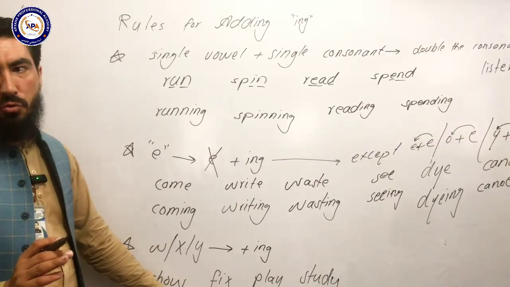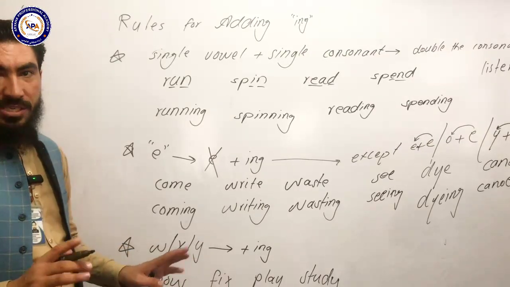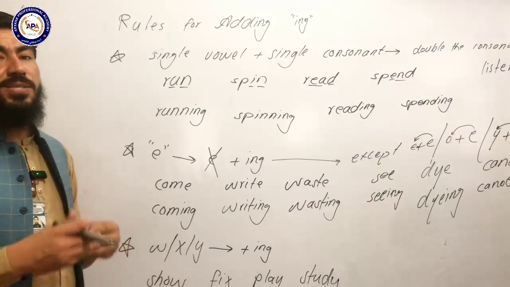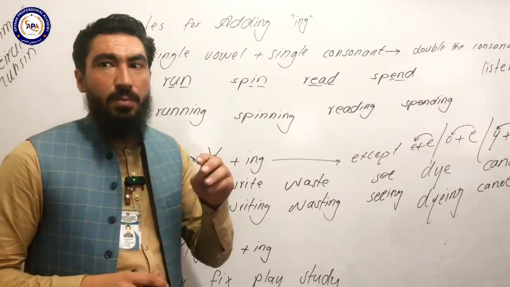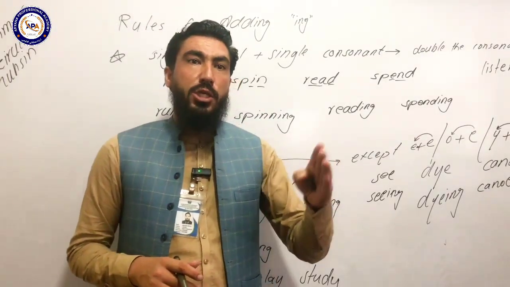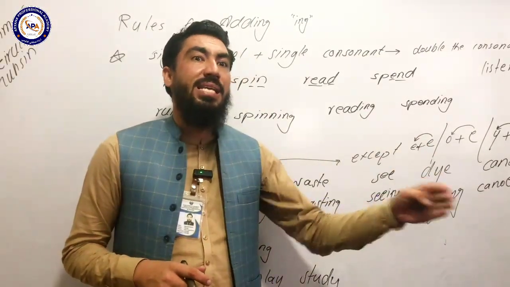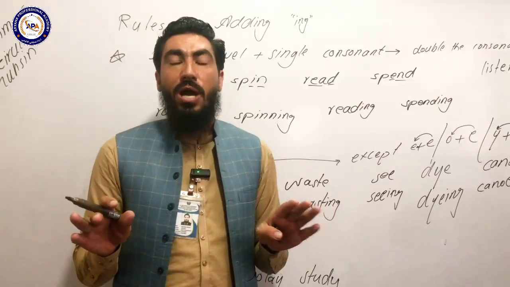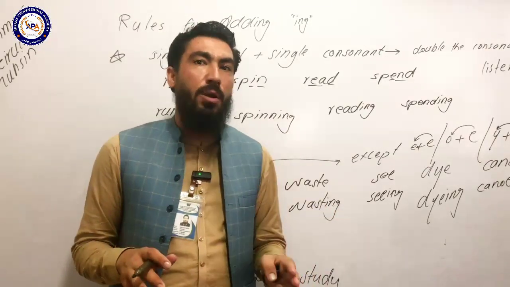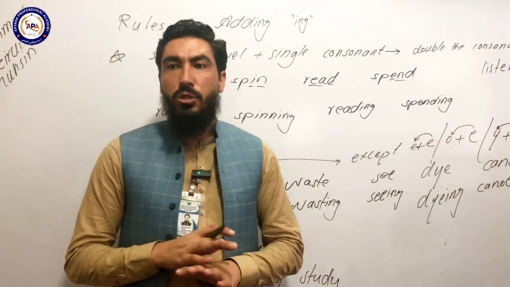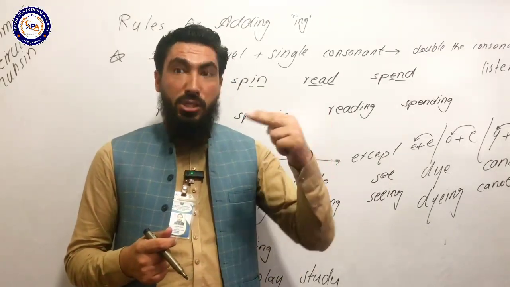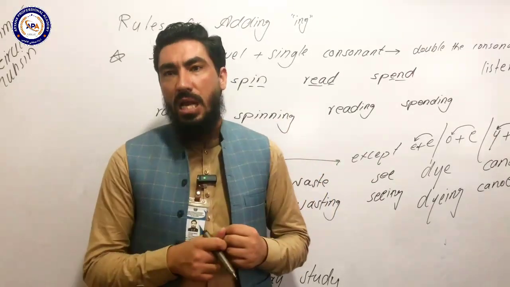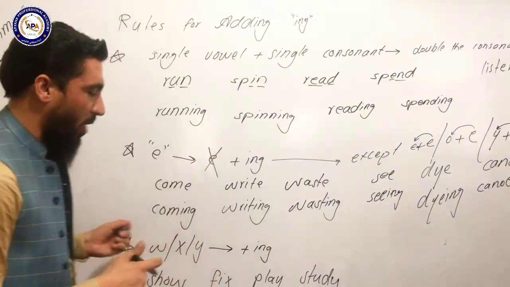The verb ends in W, X, Y. If the verb ends in Y, and before Y there is a consonant, we change Y into I, then we add ES at the end. But while changing a verb into the ing form, we just add ing. We do not change Y into I.